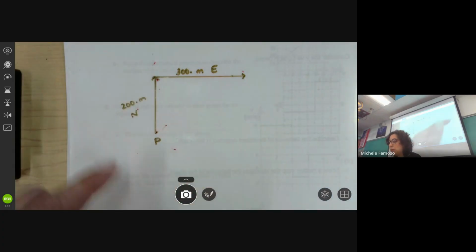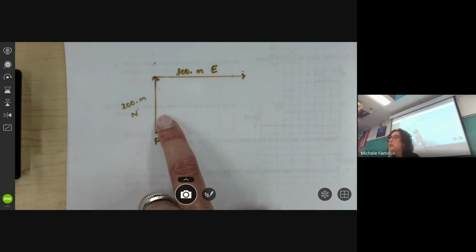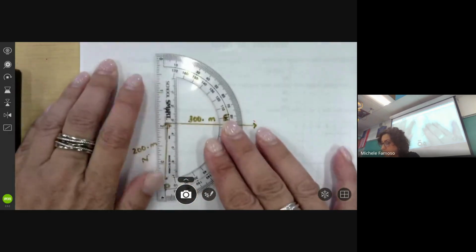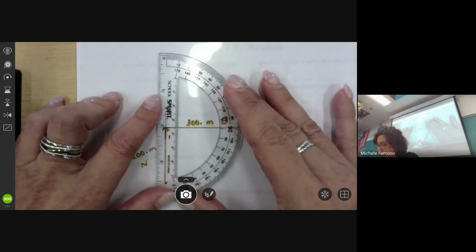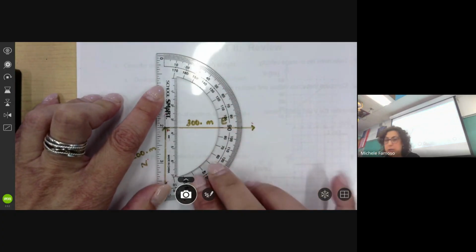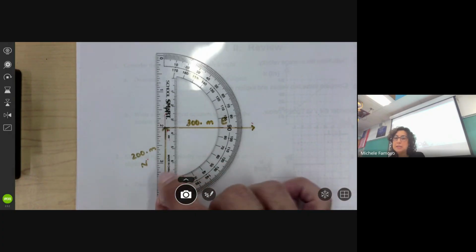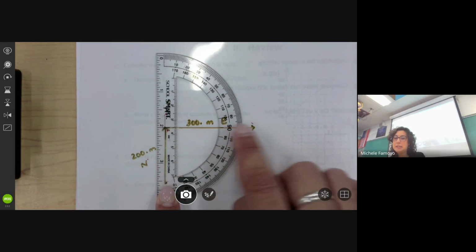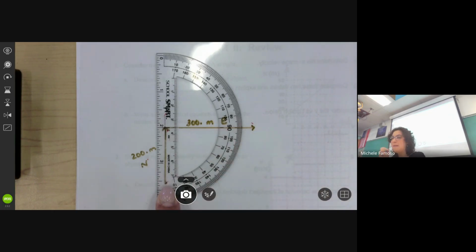Then you had to go east. East is directly 90 degrees to the right. So you need your protractor now to verify that you actually have a 90-degree angle at that point in the triangle, like that. So I can see that from here to here is exactly 90 degrees. That's the next thing to check.